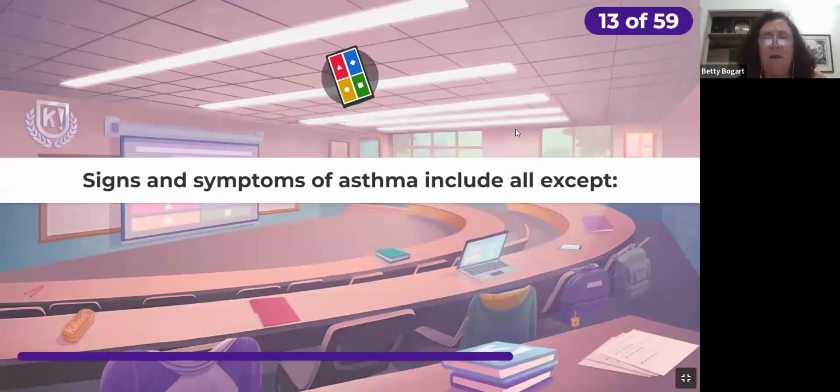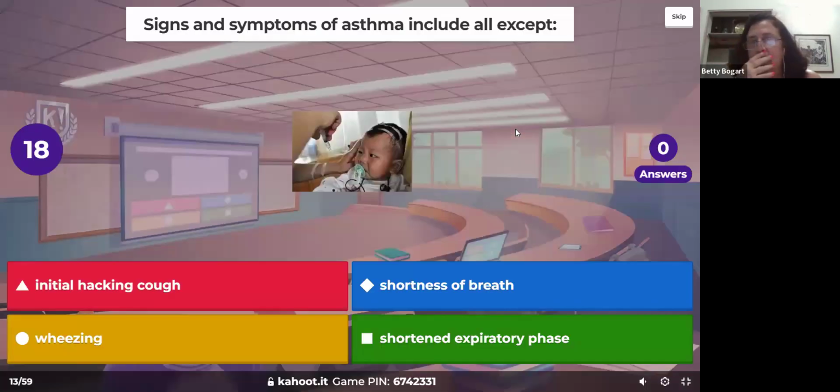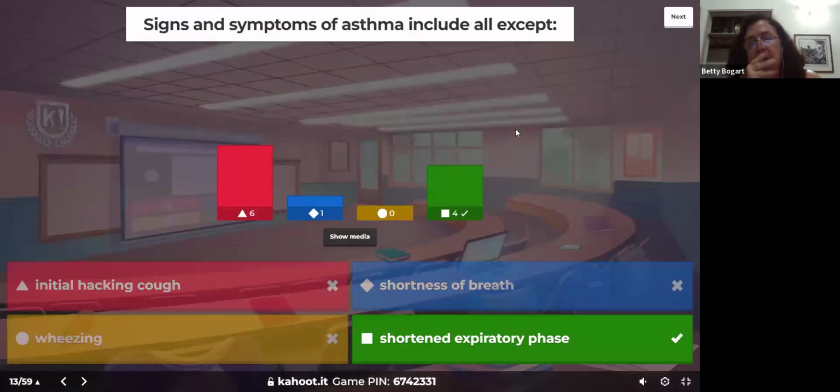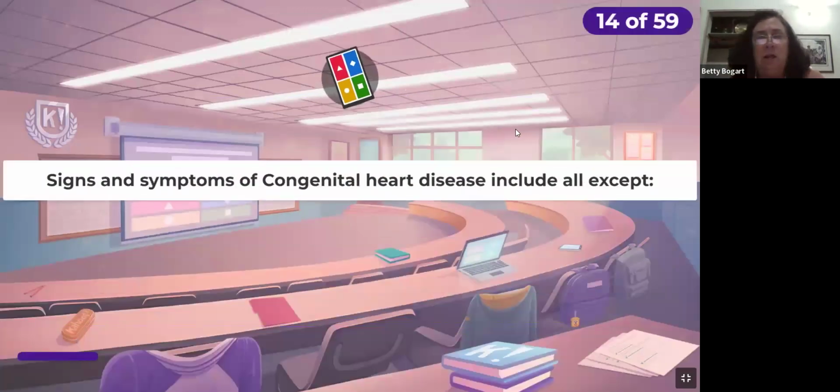Signs and symptoms of asthma include all except. So they have a prolonged expiratory phase, right? The air gets trapped down, they can't get it out, they're trying to get it out. They cough, short of breath, wheeze, all of that. Yes, but they have a prolonged expiratory phase.